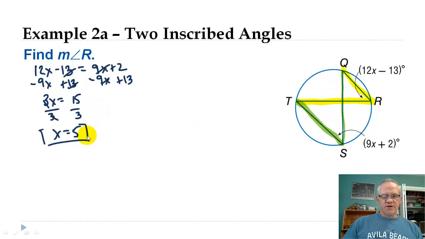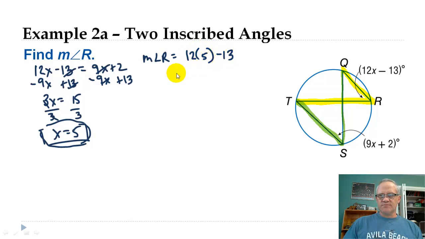Now, I kind of botched that, because I shouldn't have jumped the gun there. That's not really our final answer, is it? We're trying to find the measure of the angle R, so that means we have to plug it in. So the measure of angle R would equal 12 times 5 minus 13. And so that's going to be what, 60 minus 13? And so that's going to be 47 degrees.